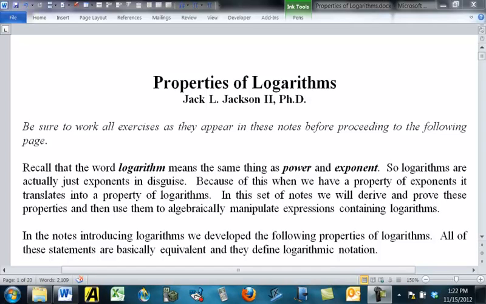Hello, today we're going to be talking about properties of logarithms. If you're working through these notes, you should be seeing some exercises come up, and as you come to these exercises, be sure that you work through them before you go on to the next page. In this video, I'll be asking you to pause the video from time to time and work through the exercises before you go on to the next page.